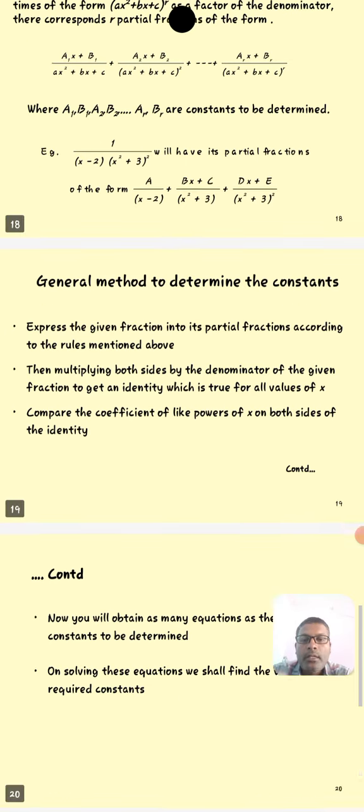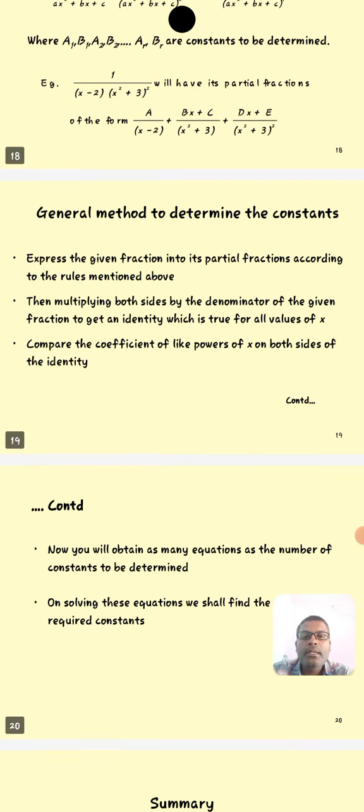Okay, here the four methods are completed. You observe here, resolving into partial fractions. How many methods are there? Four methods are there. In these four methods: non-repeated, repeated, quadratic and repeated quadratic factor. Okay, now the general method to determine the constants.